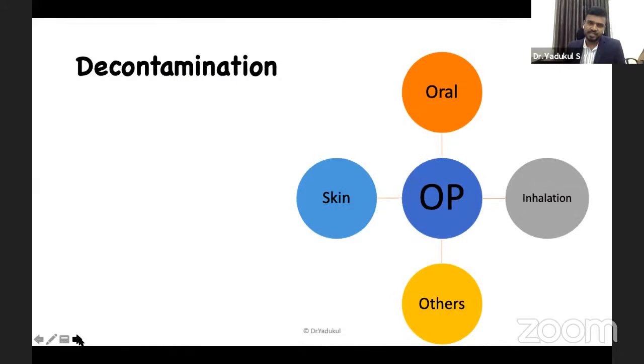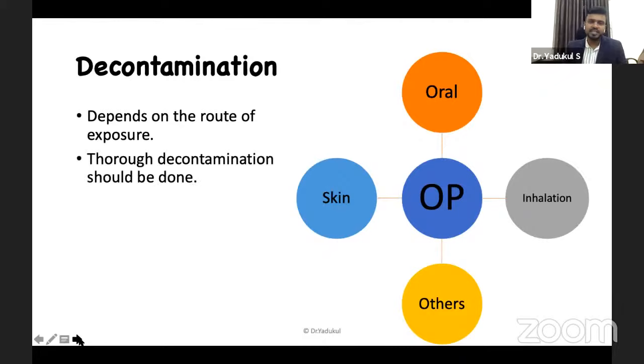First is decontamination. Whenever a case of OP poison comes to your hospital or a clinic, the first thing you have to assess is the mode of intake, the route by which the drug has come into the body, whether it is oral, skin, inhalation, or some other means. In our Indian setup, most of the cases, if it is acute poisoning, will be due to oral consumption of the OP poison. But rarely, we can get chronic OP poisoning, usually in farmers who are exposed to the sprays of OP compound. So it depends on the route of exposure.